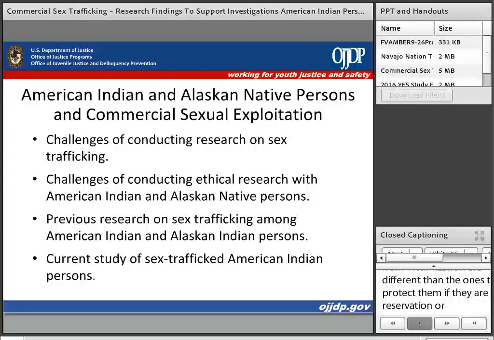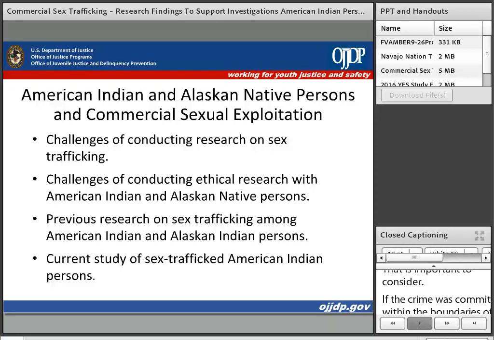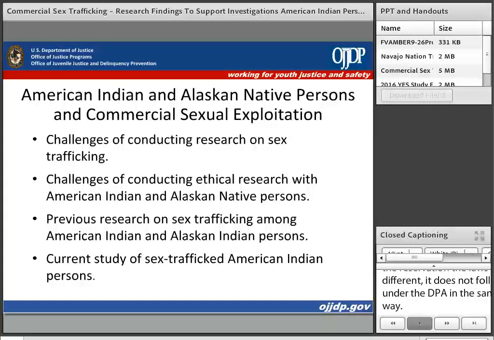It doesn't fall under the TVPA in the same way, and there are elements that are complicated and complex for us to understand, and I'll talk a little bit about some of them. So there are some significant challenges of conducting research on sex trafficking victimization to start with. The first one is it is a hidden crime.